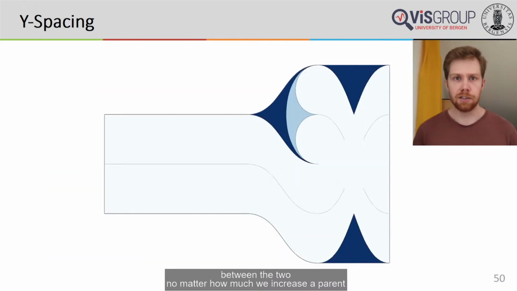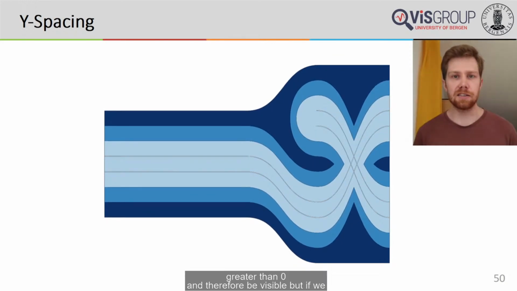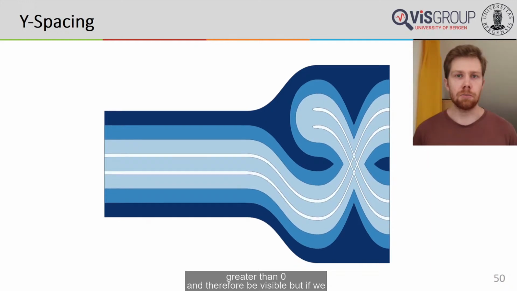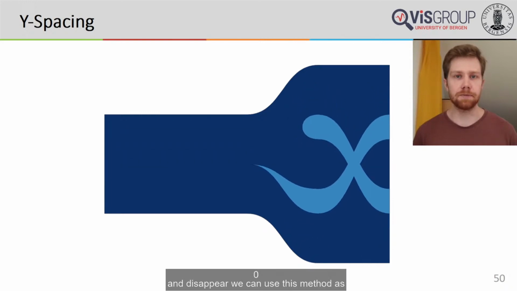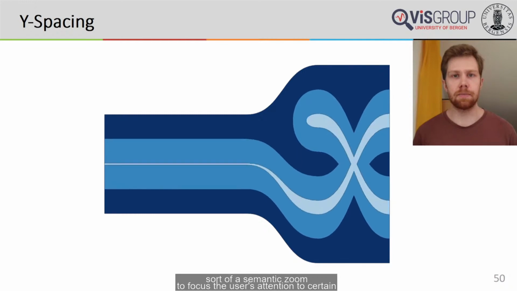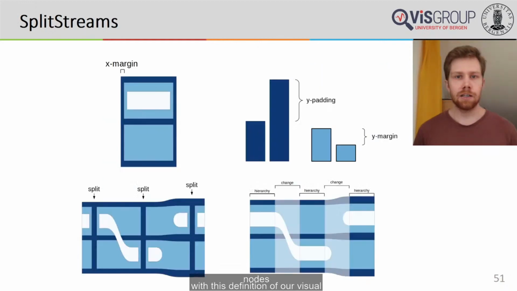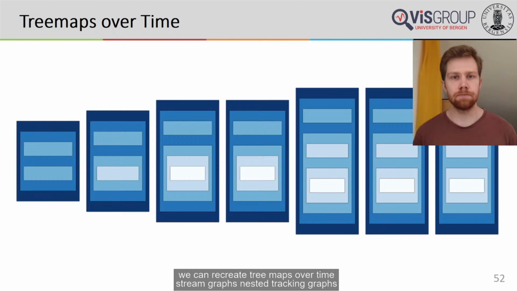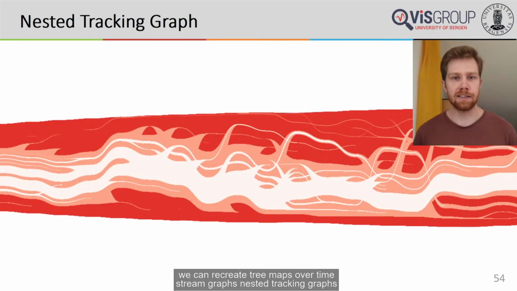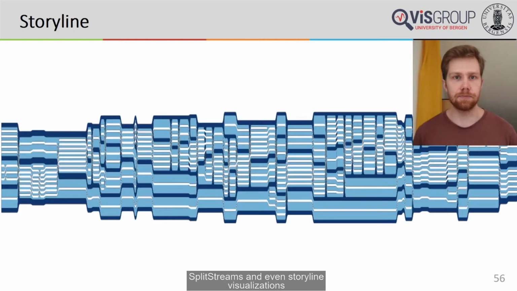No matter how much we increase a parent node, its children will always have a value greater than 0 and therefore be visible. But if we decrease children sizes, their nodes will reach 0 and disappear. We can use this method as sort of a semantic zoom to focus the user's attention to certain nodes. With this definition of our visual metaphor, we can create quite a number of visualizations. We can recreate tree maps over time, stream graphs, nested tracking graphs, split streams, and even storyline visualizations.